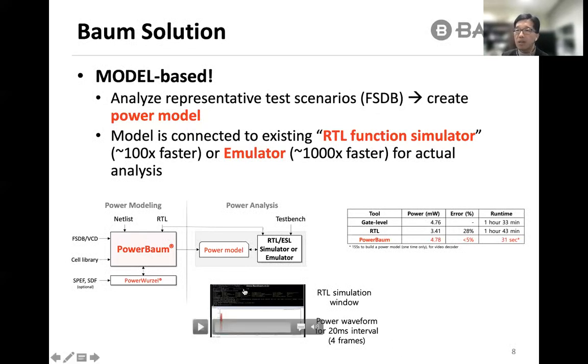This is a simple demo with a video decoder. The black is the RTL simulation terminal, and the white will show the power waveform generated from the model.